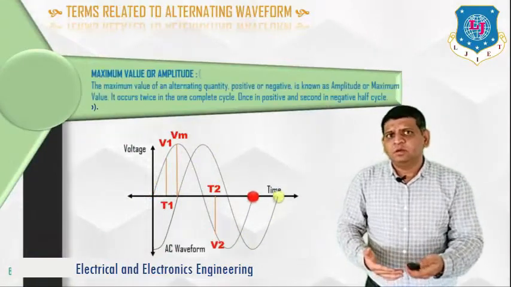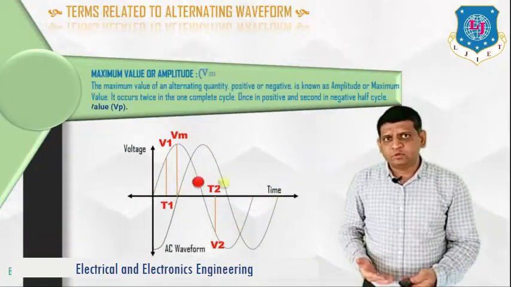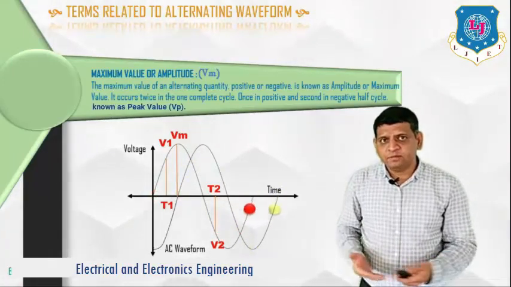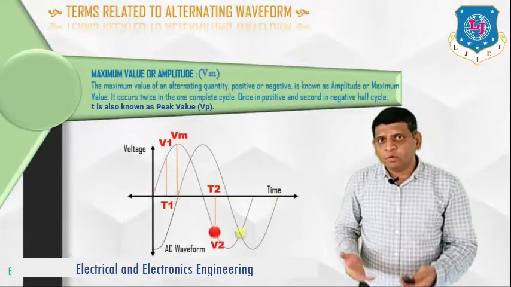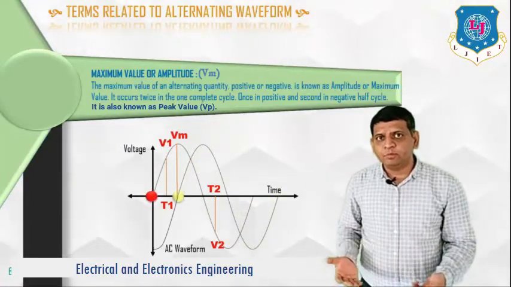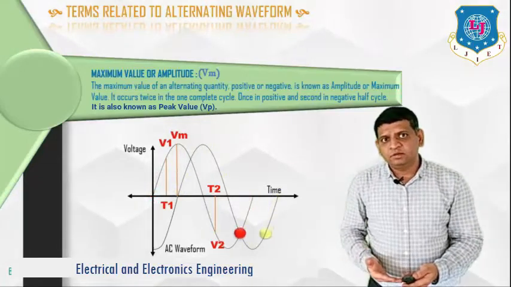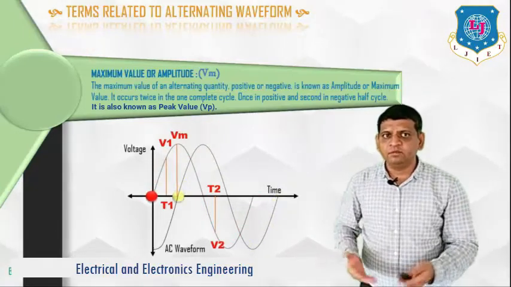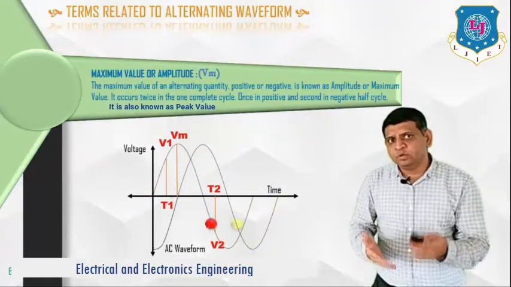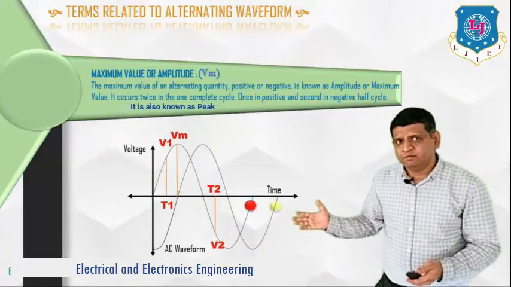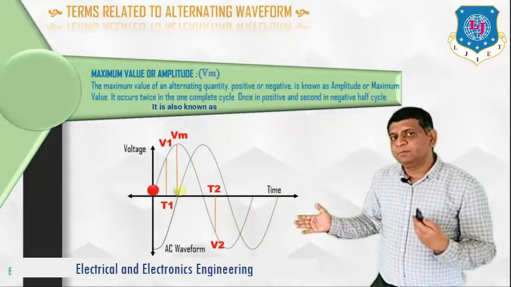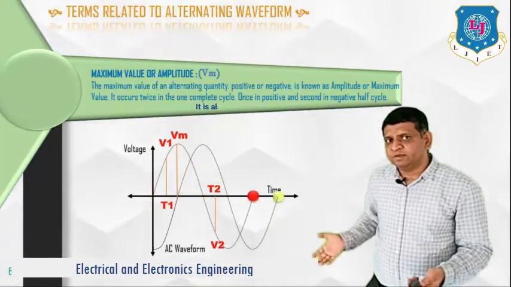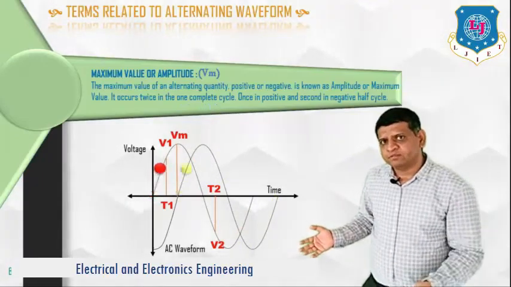Now the next is called the maximum value or amplitude. The maximum value of an alternating quantity, positive or negative, is known as the amplitude or maximum value. It occurs twice in one complete cycle, once in the positive half cycle and once in the negative half cycle. Here you can see the red and yellow balls representing the amplitudes. For the positive half cycle it is maximum positive, and for the negative half cycle it is maximum negative.